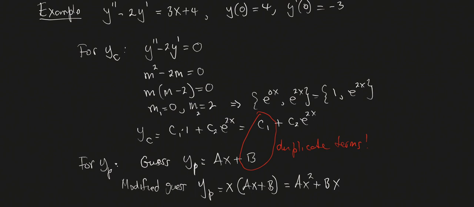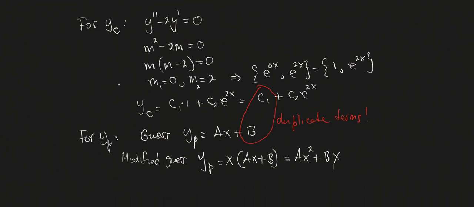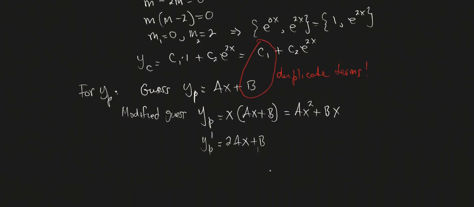So based on this, we should be able to identify a and b. In order to do that, we need the first and second derivatives. Since it's a polynomial, it shouldn't be too bad. So y prime is 2ax plus b. Yp double prime, that's 2a. And then let's set it up.